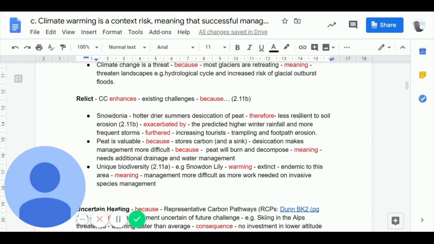Peat has to be waterlogged for it to stay as it is. It stops it rotting completely. So if you dry the peat out, you're going to make it really vulnerable, and then it starts to break down.